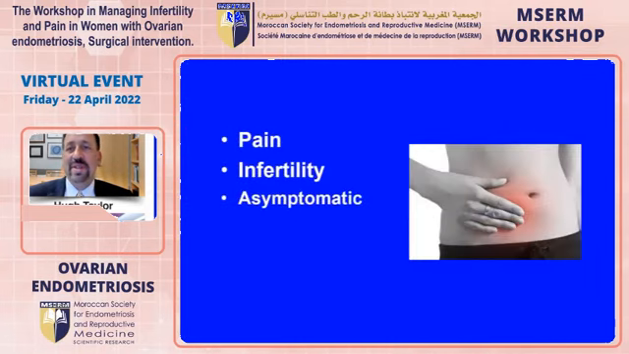We also know that the clinical presentation is quite varied. Sometimes patients present with pain. Sometimes they have no pain at all. We don't see them until they can't get pregnant and present with infertility. And other times they may have severe endometriosis and be completely asymptomatic. And we find endometriosis incidentally when we're looking at some imaging technique or surgery for unrelated reason.